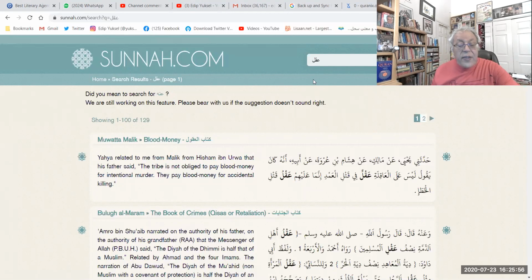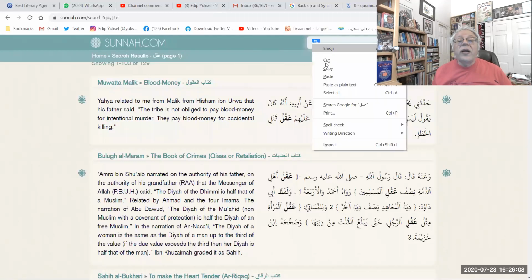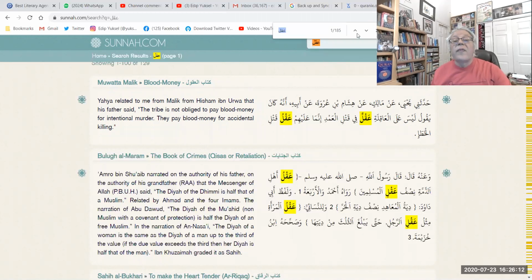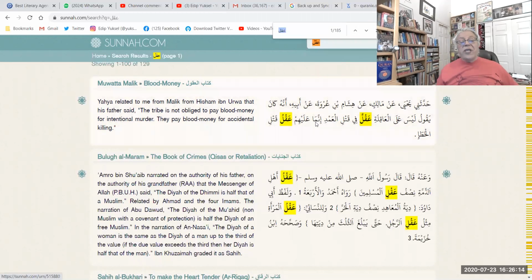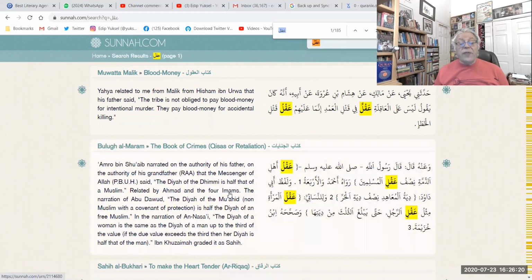Let's look at the word aql. Here it is. Let me put aql in color. Aha! You see, these are aql. What has it to do with? Blood money. It has nothing to do with reasoning. It is about blood money.